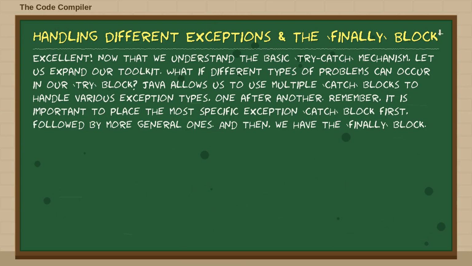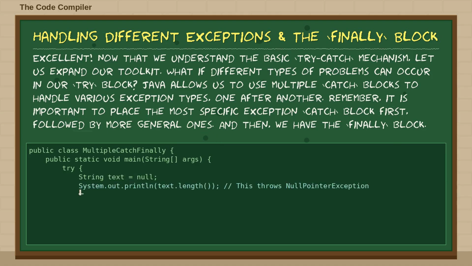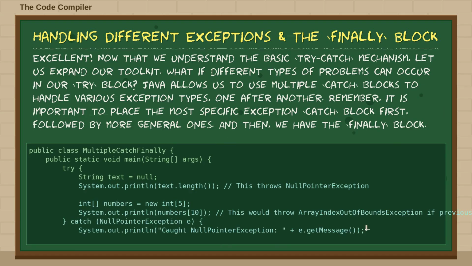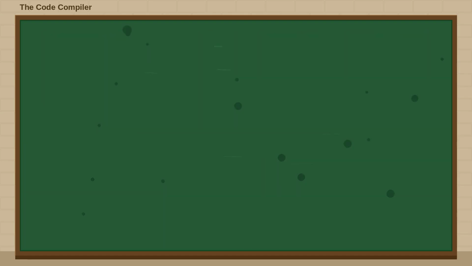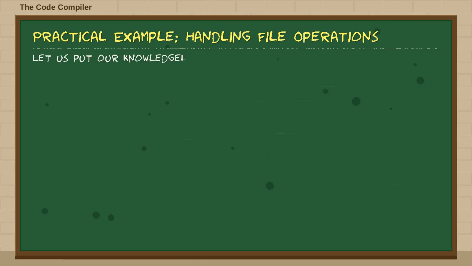And then, we have the finally block. This block is truly special because the code inside it will always execute, regardless of whether an exception was thrown or caught. It is perfect for cleanup operations, like closing files or releasing resources, ensuring your program leaves no loose ends. Let us put our knowledge into practice with a common real-world scenario, reading from a file.